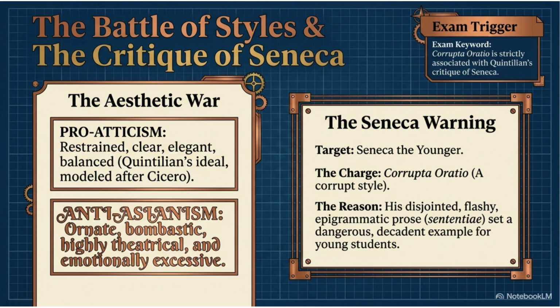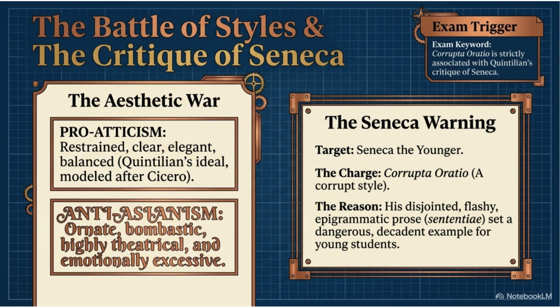Examination focus. Now look at the examination trigger. It says, corrupta oratio is strictly associated with Quintilian's critique of Seneca. This is an important objective question. If the examiner asks, which term is associated with Quintilian's criticism of Seneca? The answer is, corrupta oratio. Remember this Latin phrase carefully.